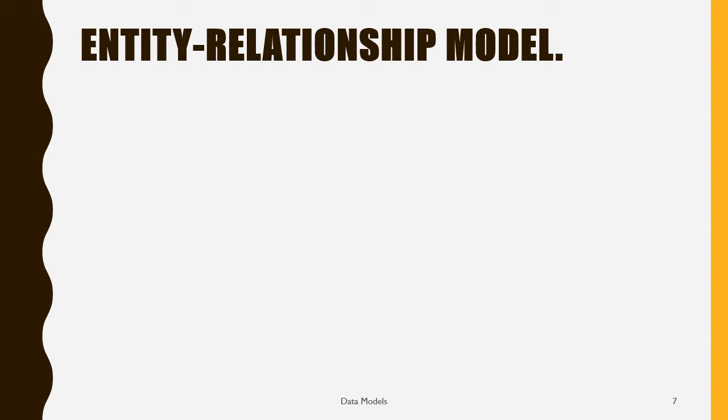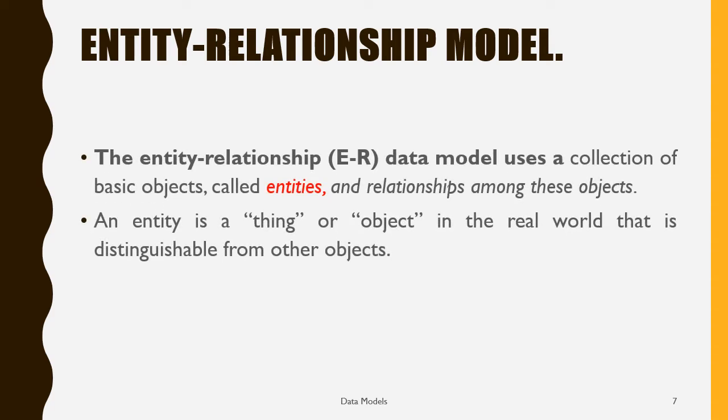And the next is the entity relationship model. The entity relationship data model uses a collection of basic objects called entities and relationships among these entities. An entity is nothing but a thing or an object in the real world. For example, considering a college, a student can be considered as an entity. A teacher can be considered as an entity. Academic or non-teaching staff can be considered as another entity. So these entities are nothing but real world objects.